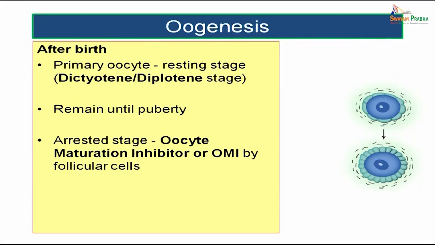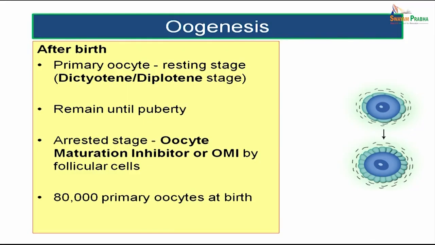And what is actually the reason behind the arrested phase of prophase? That is an inhibiting factor known as oocyte maturation inhibitor, which is secreted by the follicular cells. The follicular cells are the cells which are actually covering the oocyte. So these cells will be secreting an inhibitor known as oocyte maturation inhibitor, and this inhibitor is responsible for the arrested phase of prophase in the first meiotic division.